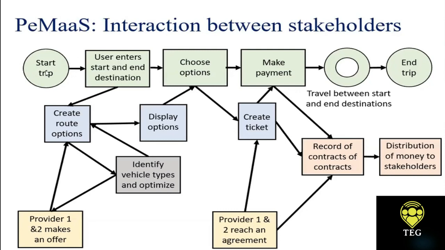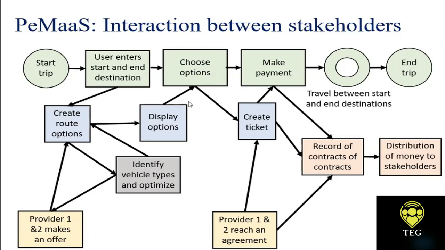Let's consider what actions would be done during the travel. You will start a trip. Somebody decides that I would like to travel from point A to point B. That is the beginning of the trip, the idea has come to the mind. The user will enter the start and end destinations, the addresses, and the time at which the person wants to start the journey. As soon as one enters the start and end destination and the time of the journey, there would be this blue layer.